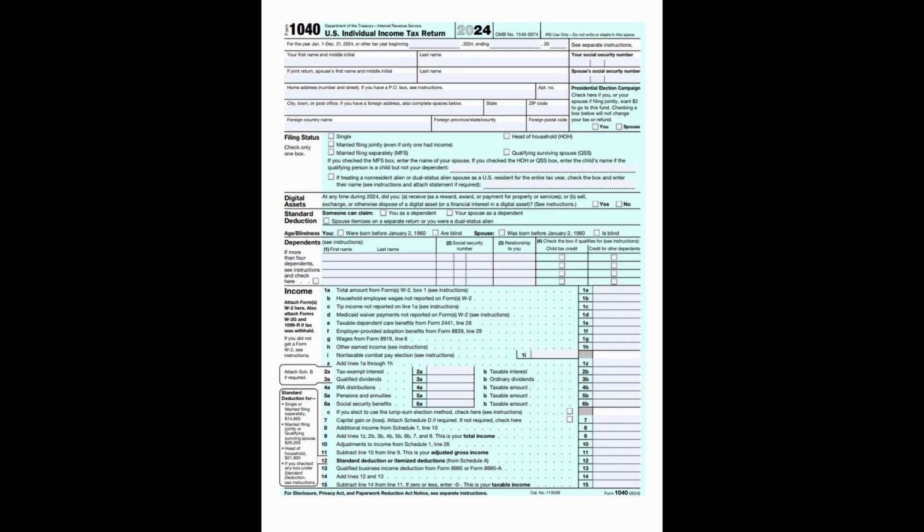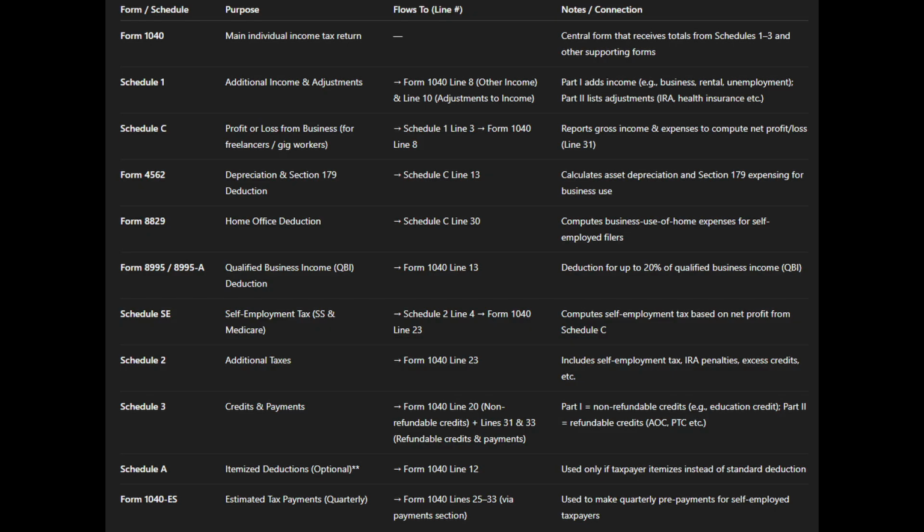Now let's break down how gig income moves through your tax return. Form 1040 is the centerpiece. Every major schedule eventually connects back to it. Schedule 1 adds extra income and adjustments flowing into line 8. Schedule 2 adds extra taxes flowing into line 23. Schedule 3 adds credits and payments flowing into lines 31 and 33.